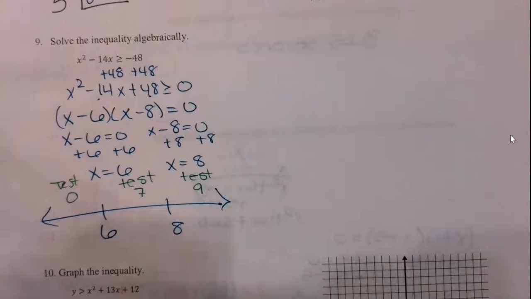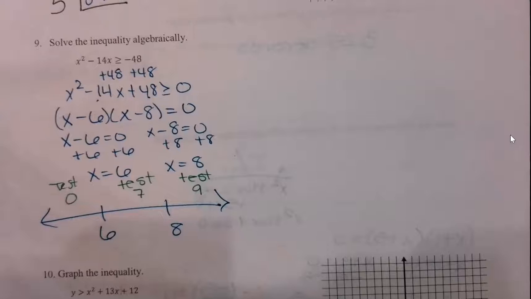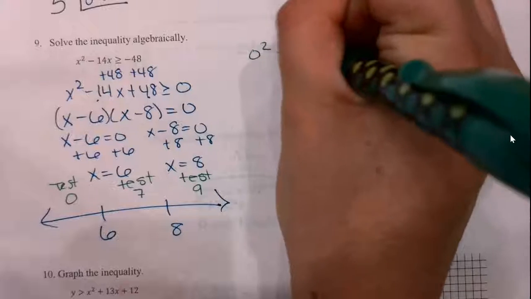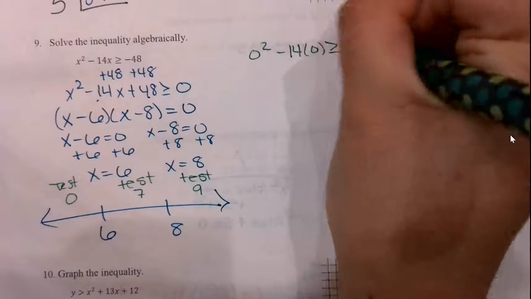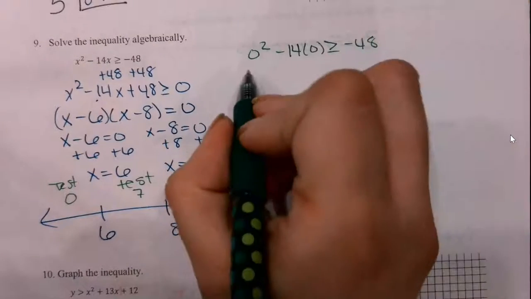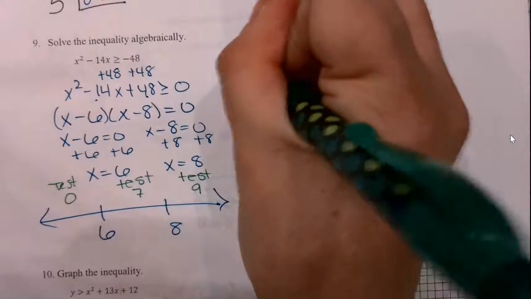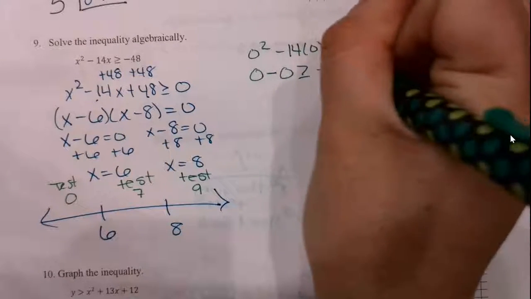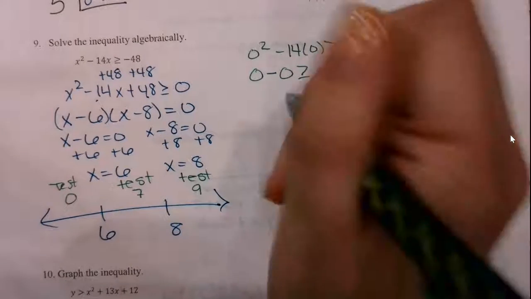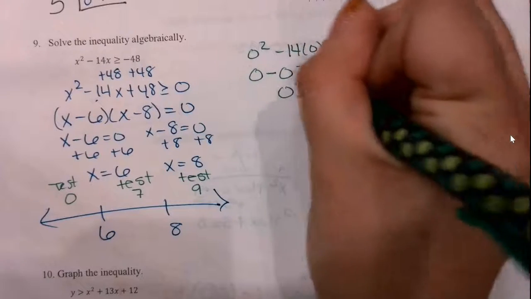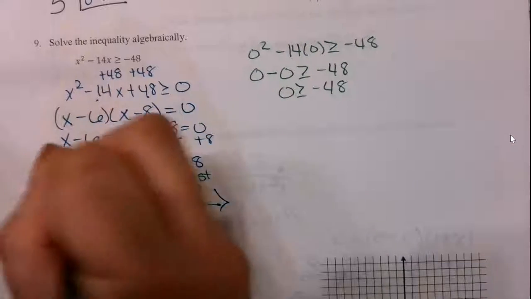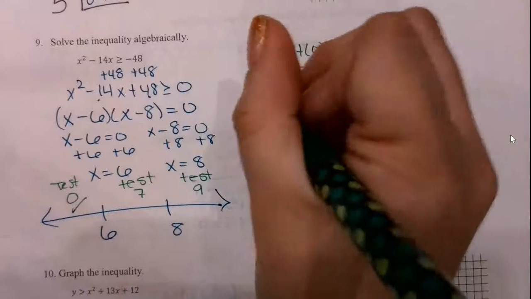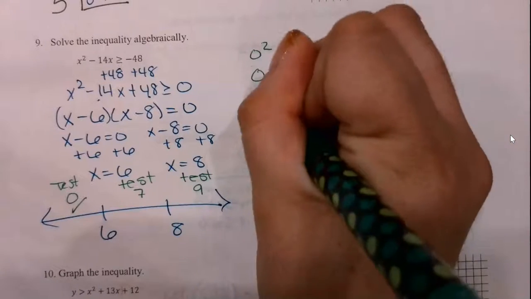Then I'm going to plug back into the original inequality I had up here. So I have 0 squared minus 14 times 0, and it should be greater than negative 48. So 0 squared is 0, minus 14 times 0, which is 0. 0 minus 0 is 0. 0 is greater than negative 48. I'm going to do the same thing with the number 7.